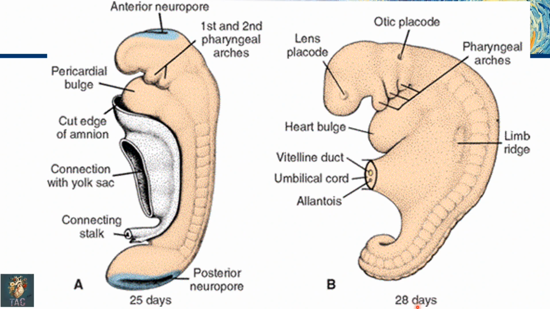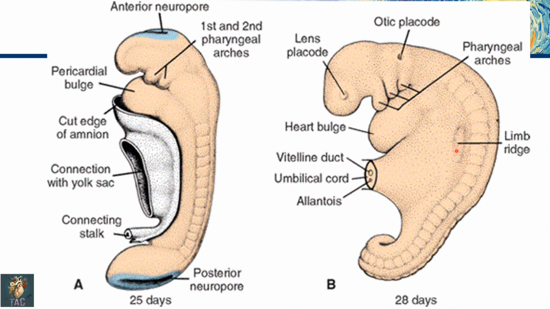At day 28 you can see 3 pharyngeal arches, at day 25 you can see 2 pharyngeal arches. Also this is the area where the pericardial bulge is forming, where you can see the heart bulge, in which the heart is developing. This is the area of the connecting stalk in which you can see the vitelline duct, the umbilical vesicle, umbilical cord and allantois. This is the area where the limb ridge is present.